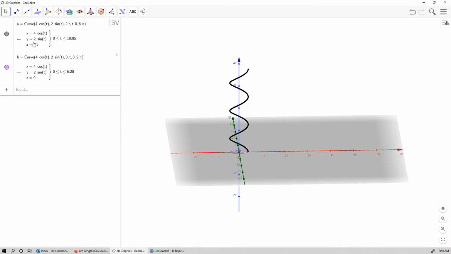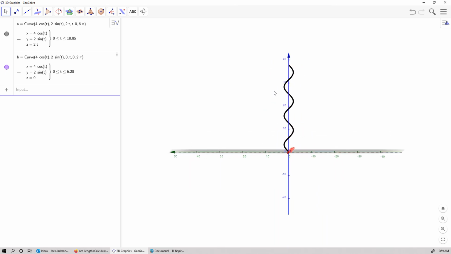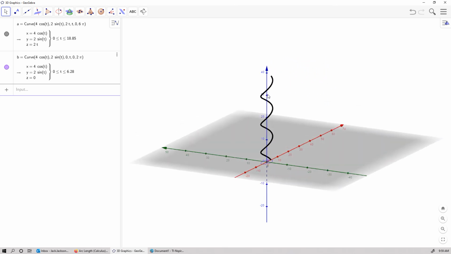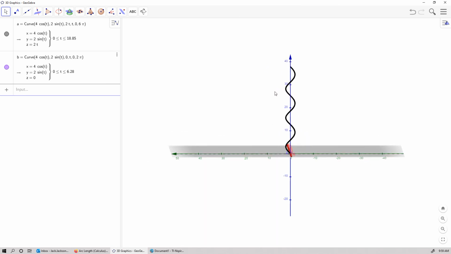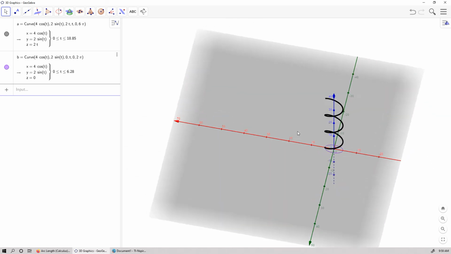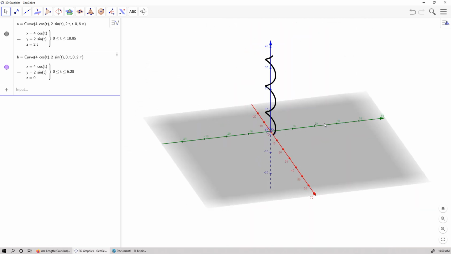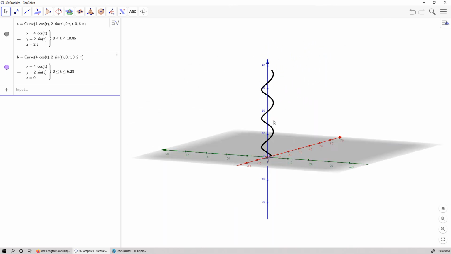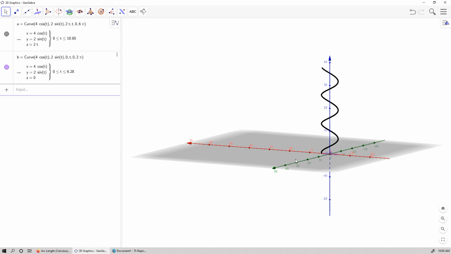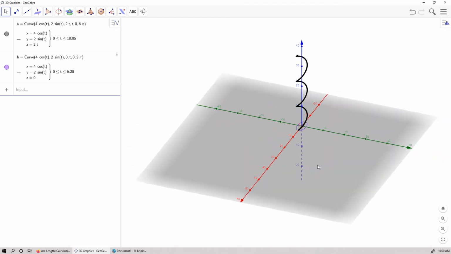x equals 4 cosine of t, y equals 2 sine of t, z equals 2t. t is going from 0 to 6 pi. And that's how I entered it in right there to get the graph. Now, let's just take a look at it over here. You can look at it from different sides and see what's going around. Okay, so this is what we see. You can kind of see that shape. So we want to know how long is this thing? Starts here, comes up and around. How long would that be?